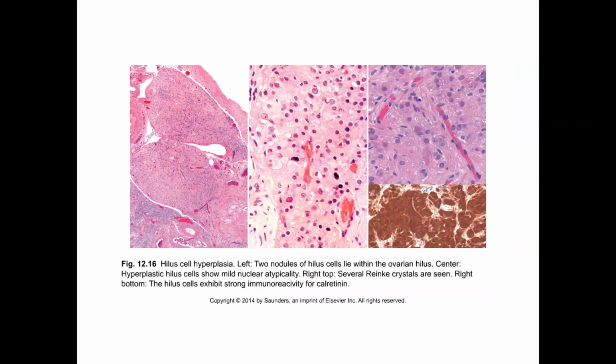Hilus cell hyperplasia, we mentioned this briefly in the differential of the steroid cell tumors, but nodular rests or steroid secreting areas can be found in the ovarian hilus. Occasionally you might even see crystalloids of Reinke, and this would fall into the category and the spectrum of steroid cell lesions in the ovarian hilus. And if it's functional and larger than 1 millimeter or 2, then usually you would move it into the realm of a tumor rather than just hyperplasia.